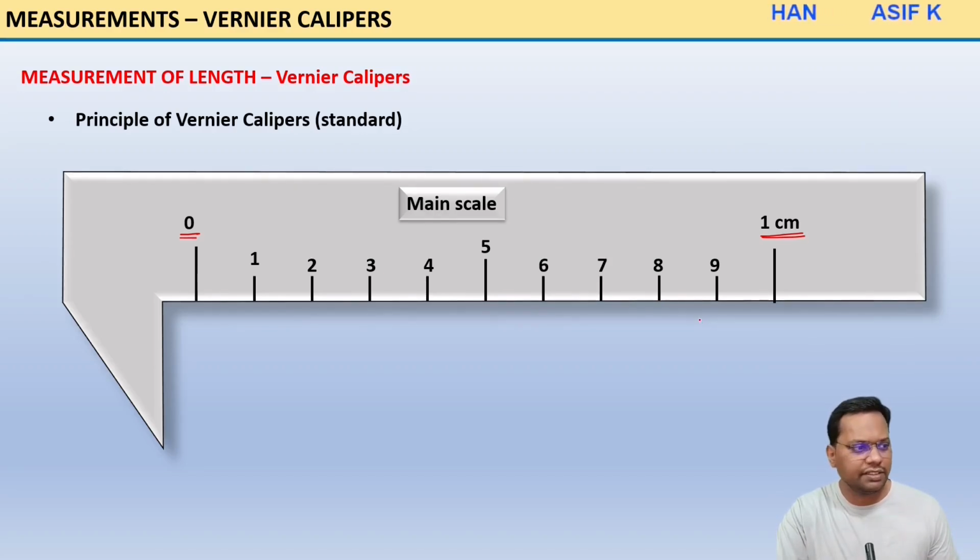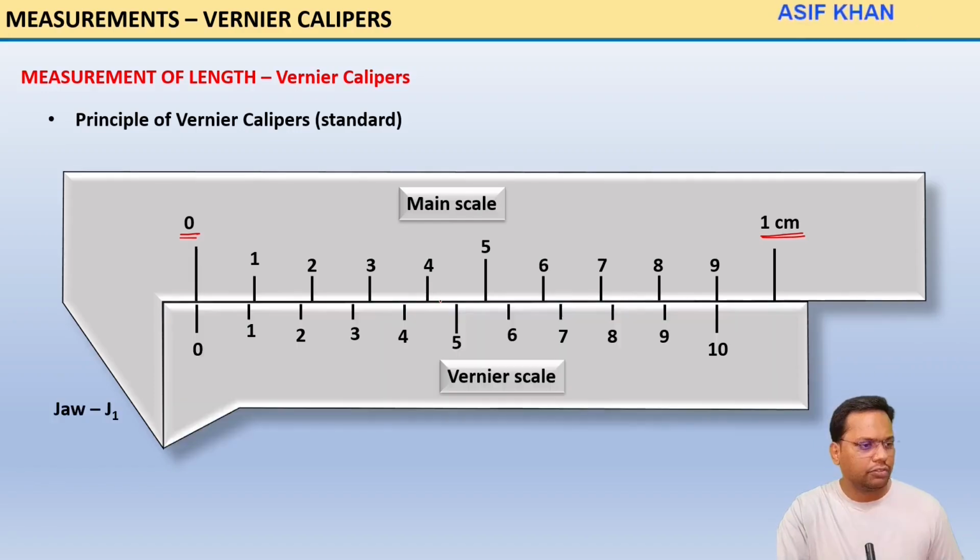So there are 10 divisions. Here I have given the numbers 1, 2, 3 up to 9. These numbers indicate the millimeter divisions. Now the second part, that is the Vernier scale that slides over the main scale, is shown. Here you can see again there are a total of 10 divisions on the Vernier scale.